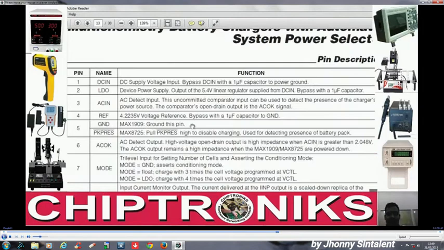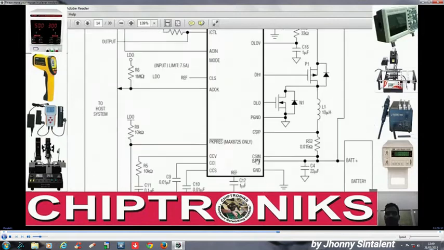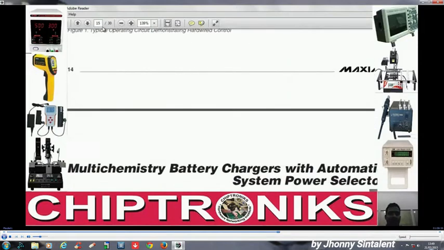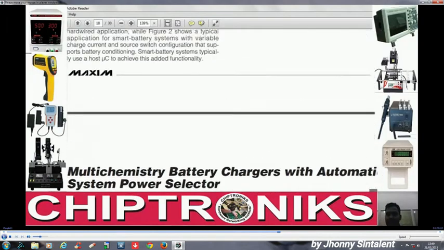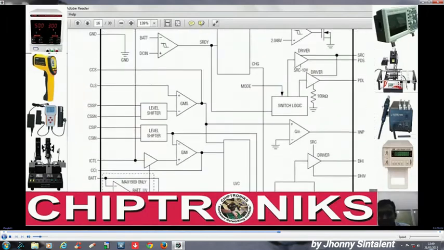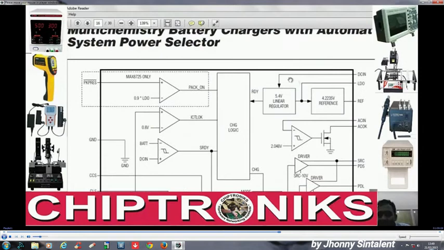And LDO. LDO is the device power supply. These are the pin details, but we'll also see how they are connected internally, and that is in page number 18, I guess. Understanding this data sheet is very important. Yes, over here you see DC in and LDO. You see DC in is connected to an internal 5.4 volt linear regulator, and that would generate an LDO, and that would generate a REF.